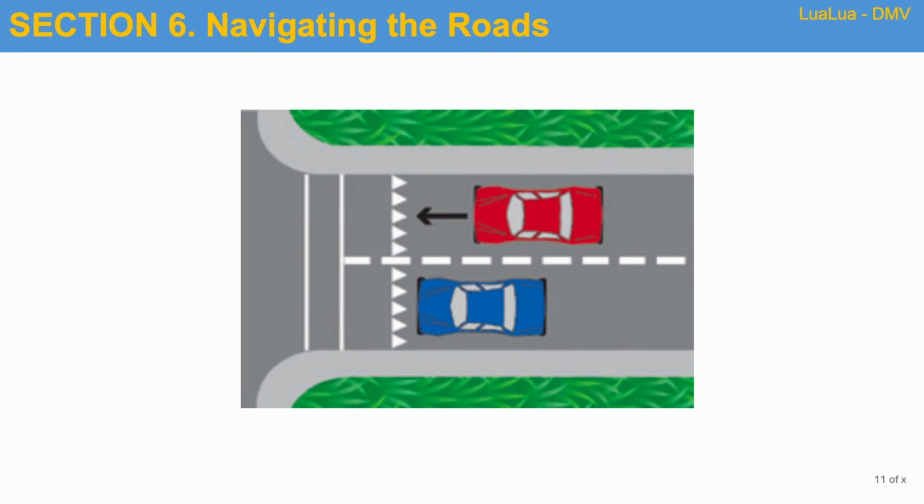Yield line. A yield line is a line of solid white triangles that shows approaching vehicles where to yield or stop. The triangles point towards approaching vehicles.